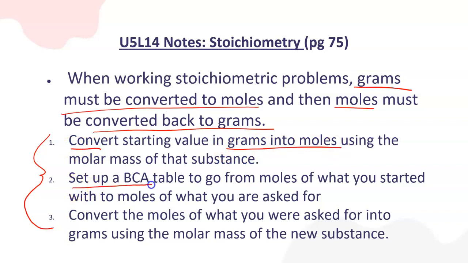And then we set up our BCA table and fill it in, right? Set up and complete the BCA table. And this gives us the moles of what we were asked for. So that's the goal, is to figure out the moles that we were asked for. And then we can convert moles into grams using the molar mass of the new thing we're asked. This whole process is stoich, and I'm going to show you with the BCA table first, and then we will come and look at it with straight dimensional analysis and talk about the pros and cons of both.